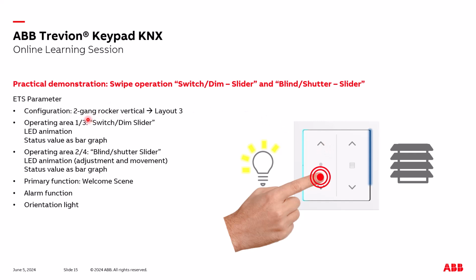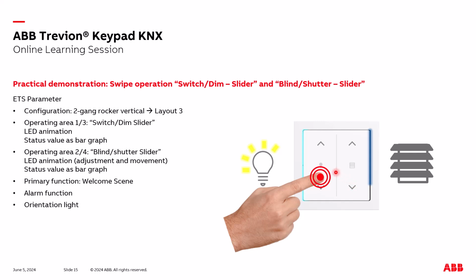So we have to go in the ETS to the configuration and set a parameter so that we have a 2-gang rocker with vertical, like here, left and right. Then we get a so-called parameter, operating areas. This is a new word. Operating area 1, 2, 3, 4 means this is my operating area 1. On the right side, operating area 2, operating area 3, and operating area 4. And now I have set a parameter.